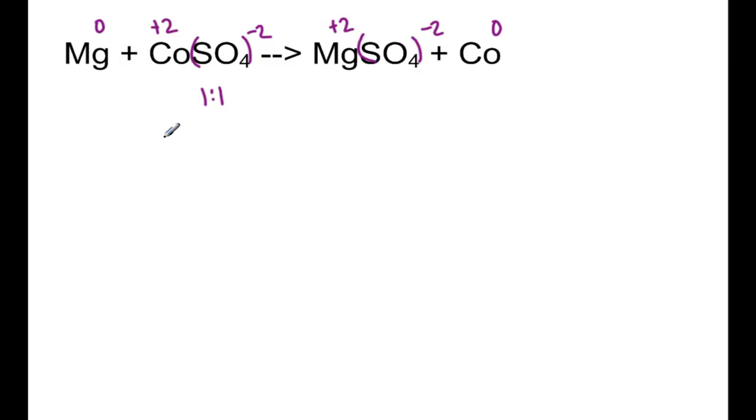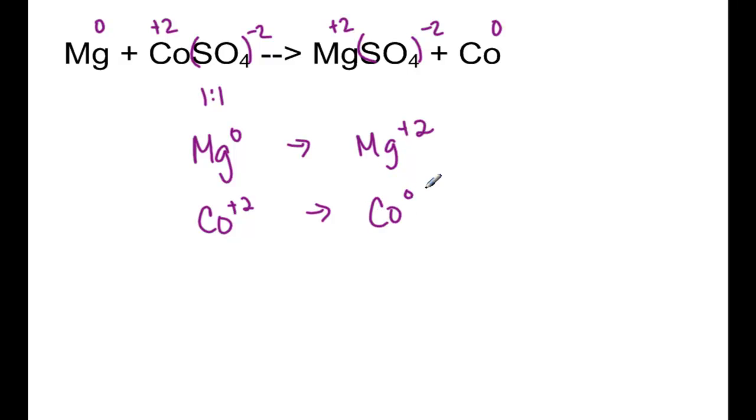So what we have to do now is write two half reactions. So our magnesium is going from magnesium 0 to magnesium plus 2, and our cobalt is going from plus 2 to 0. So now we want to balance these charges by adding electrons. Okay, you can't subtract electrons. If electrons are lost, that means they appear as a product. If they are gained, they appear as a reactant.